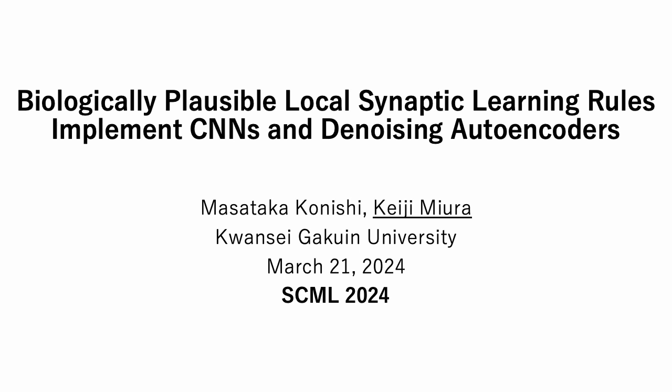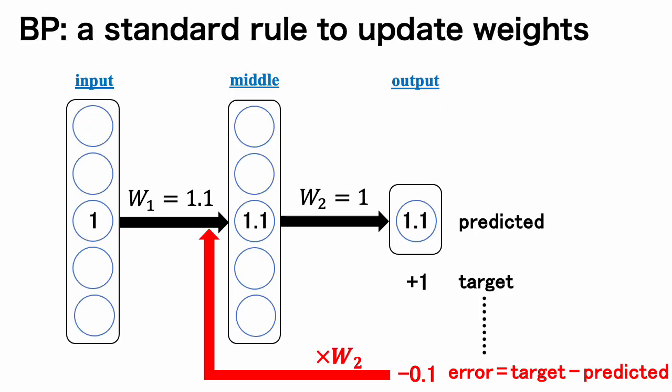In summary, we can successfully train a neural network with a more biologically plausible learning rule than the backpropagation rule. To show how to train in a biologically plausible manner, in this video, let me briefly introduce the feedback alignment rule as a variant of the backpropagation rule.